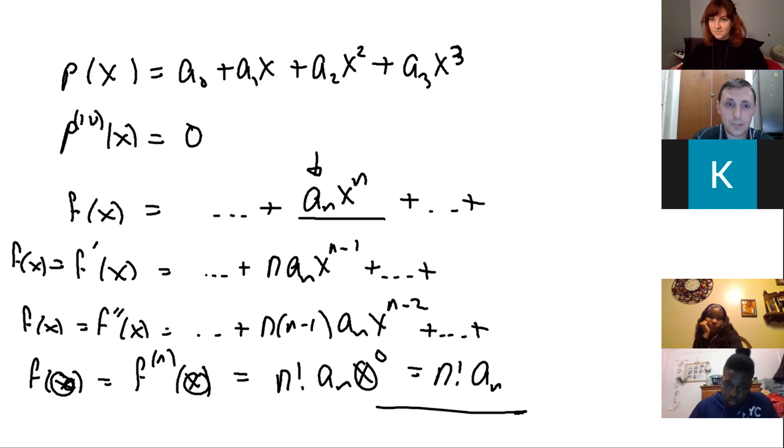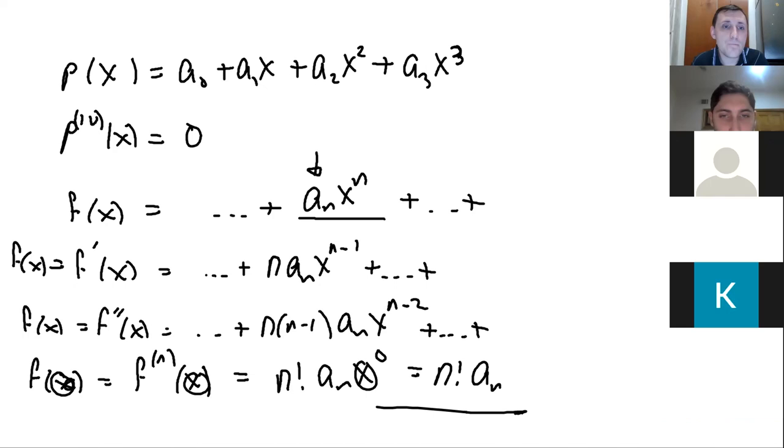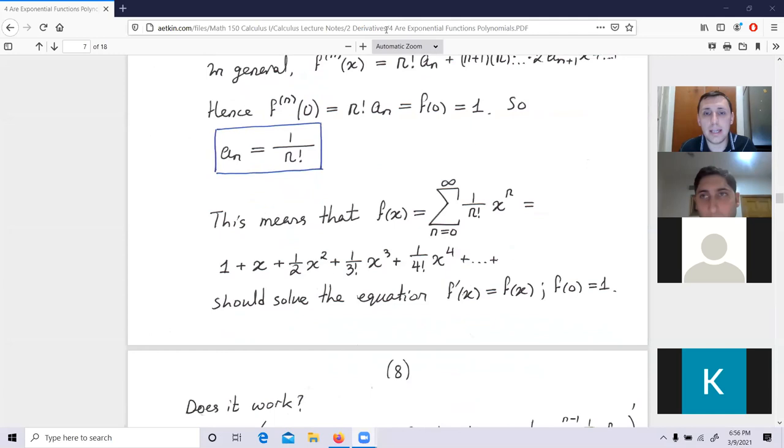Yes, those are very inspiring expressions there. So it's an infinite polynomial, then what are the coefficients? I figured the coefficients by taking derivatives and plugging in 0. And here is what we get, guys. This function is equal to 1 plus x plus 1 half x squared plus 1 over 3 factorial x cubed plus 1 over 4 factorial x to the fourth, and so on and so forth, okay?